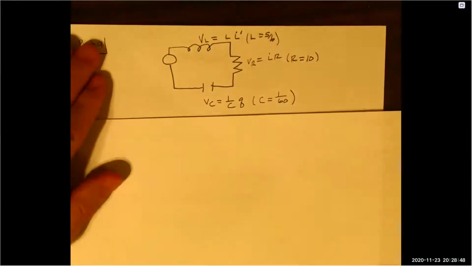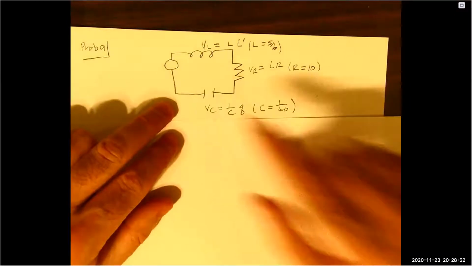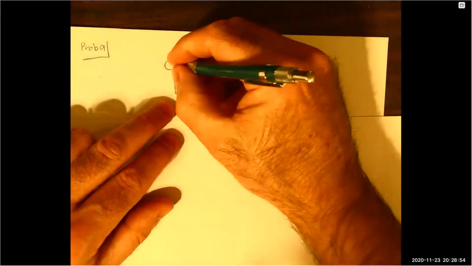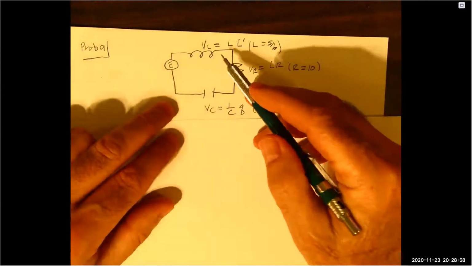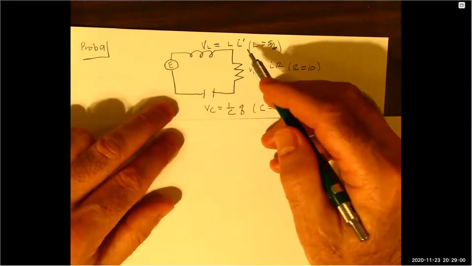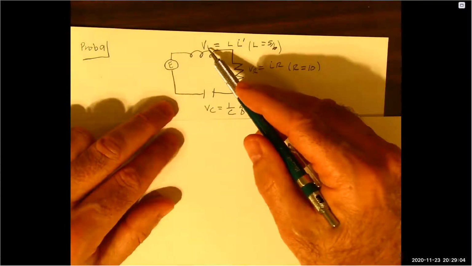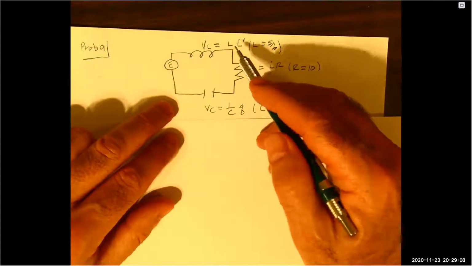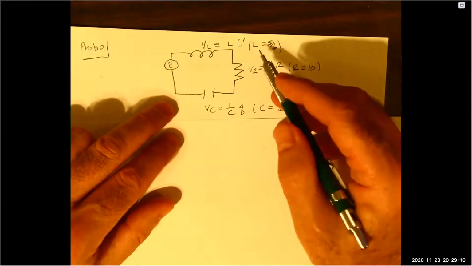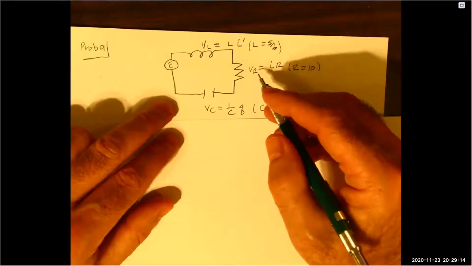Right, so we're gonna draw a little circuit here and then we're gonna record the inductance L. So we know that the voltage drop across the inductance is V sub L equal to L times I prime, and L is given to be 5/6.